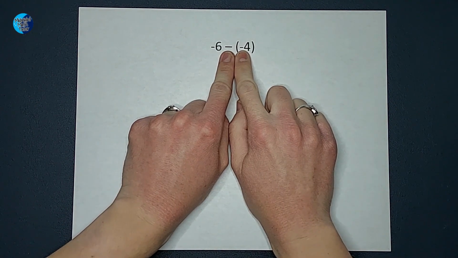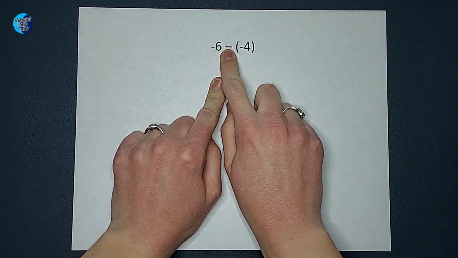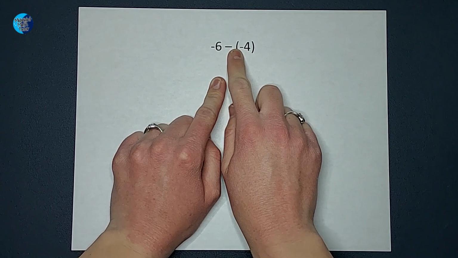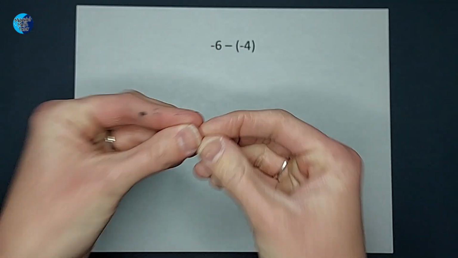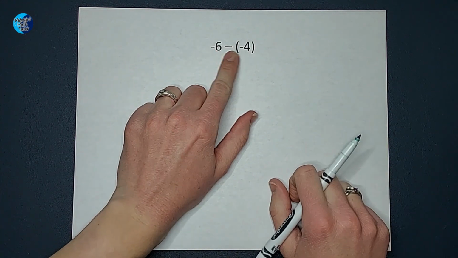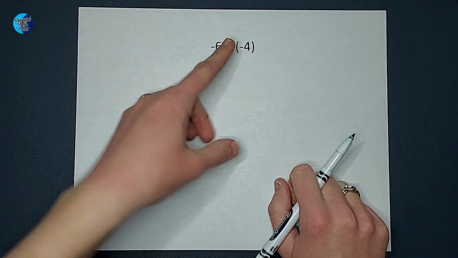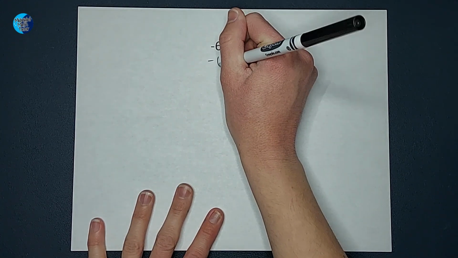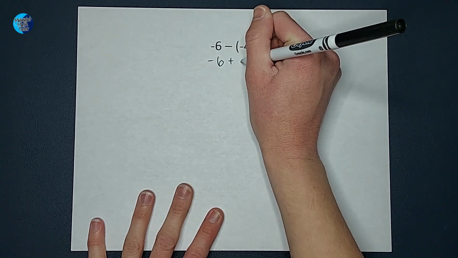Now, what I mean by that is like this right here. I'm subtracting a negative. I have two negatives right next to each other. I want to make that just one sign. For my brain, it makes it a lot less confusing. So when I take away a negative, that is actually going to be positive. So I can rewrite this as -6 plus 4.